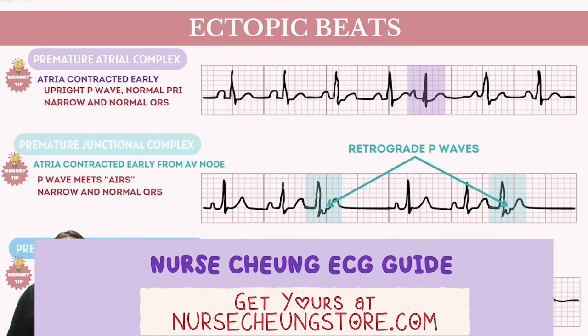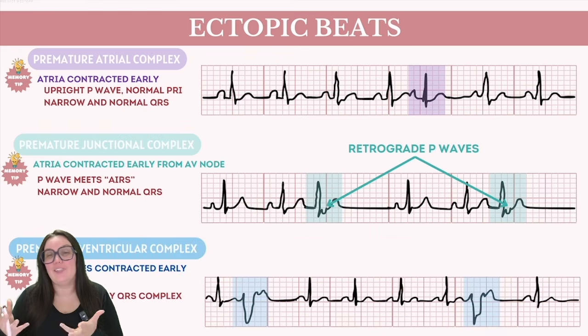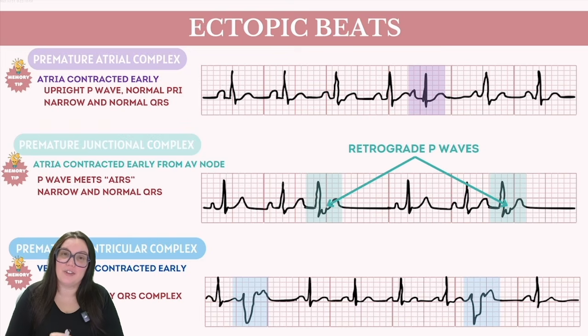Possibly due to there being an enhanced automaticity or a triggered activity that's taking place in this area. PJCs typically do not have a preceding P wave, but it also has to meet the Ayres criteria when it comes to P wave presentation, just like we saw with junctional rhythms. So that means that the P wave either has to be absent, inverted, retrograde, or short.